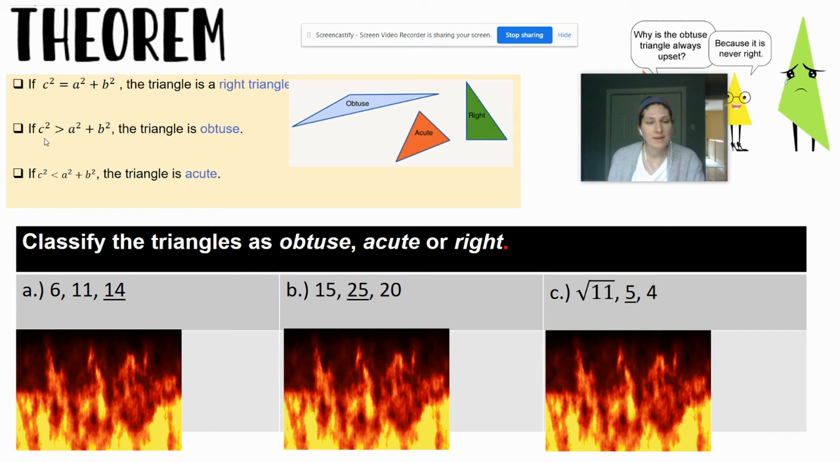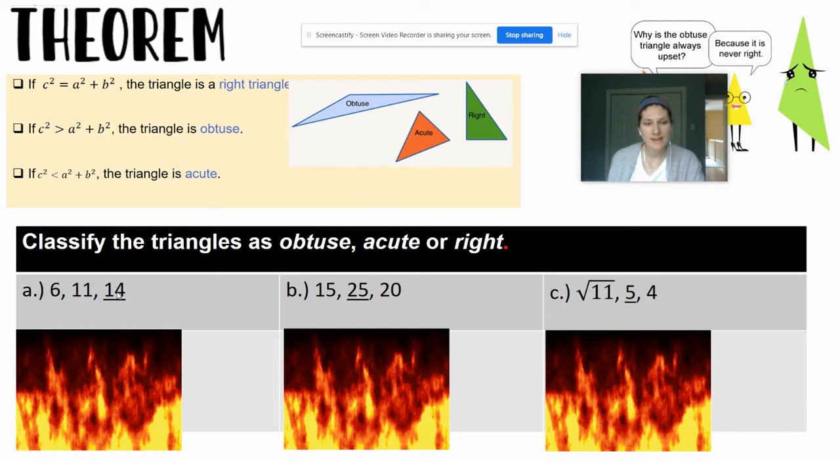If that biggest number squared is greater than the other 2 numbers, each squared and added together, it is an obtuse triangle. If that biggest number squared is less than the other 2 numbers, each individually squared and added together, then you have an acute triangle. And if a squared plus b squared equals c squared, well, you just proved the Pythagorean theorem, so it works out.